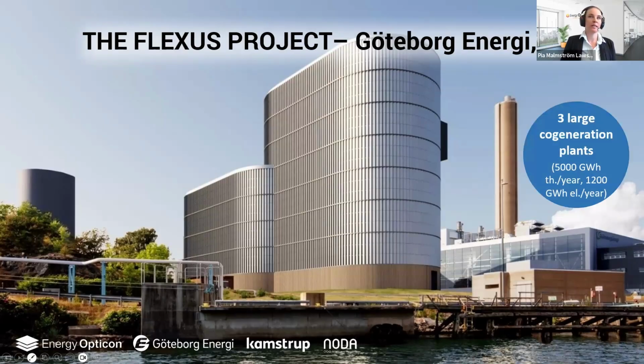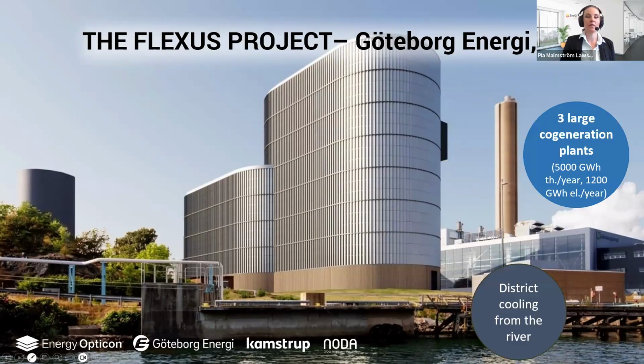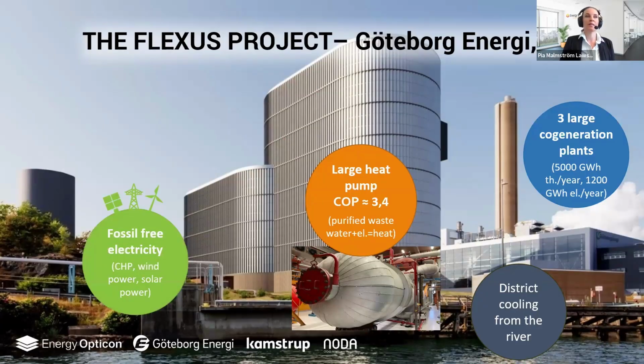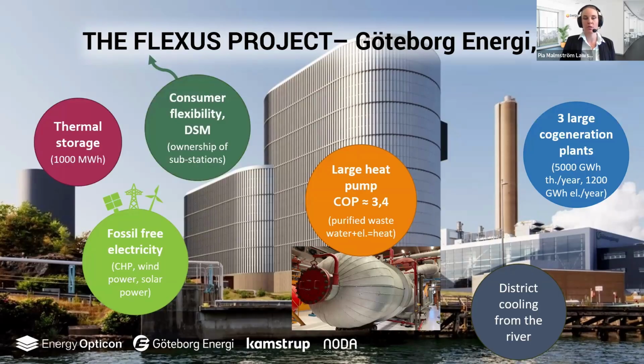So here in Gothenburg Energy, they have large cogeneration plants. They have district cooling from the river and from surplus heat, and they have a large heat pump also in their system. They have fossil-free electricity from wind power, solar power, and they have a large thermal storage. And they are also now connecting to this consumer flexibility, demand side management.